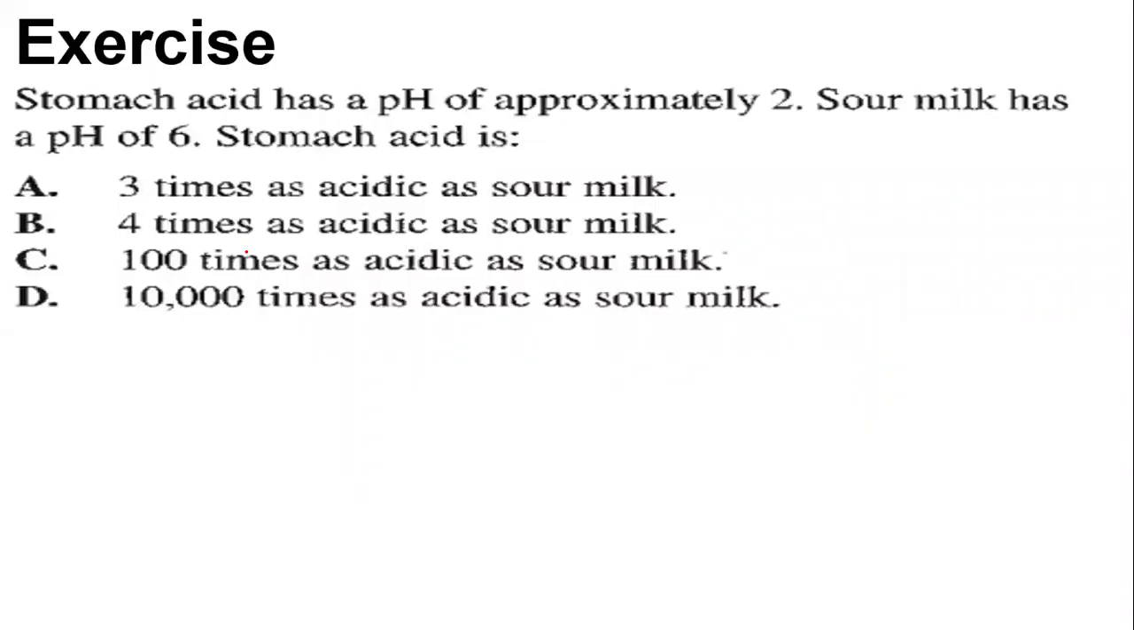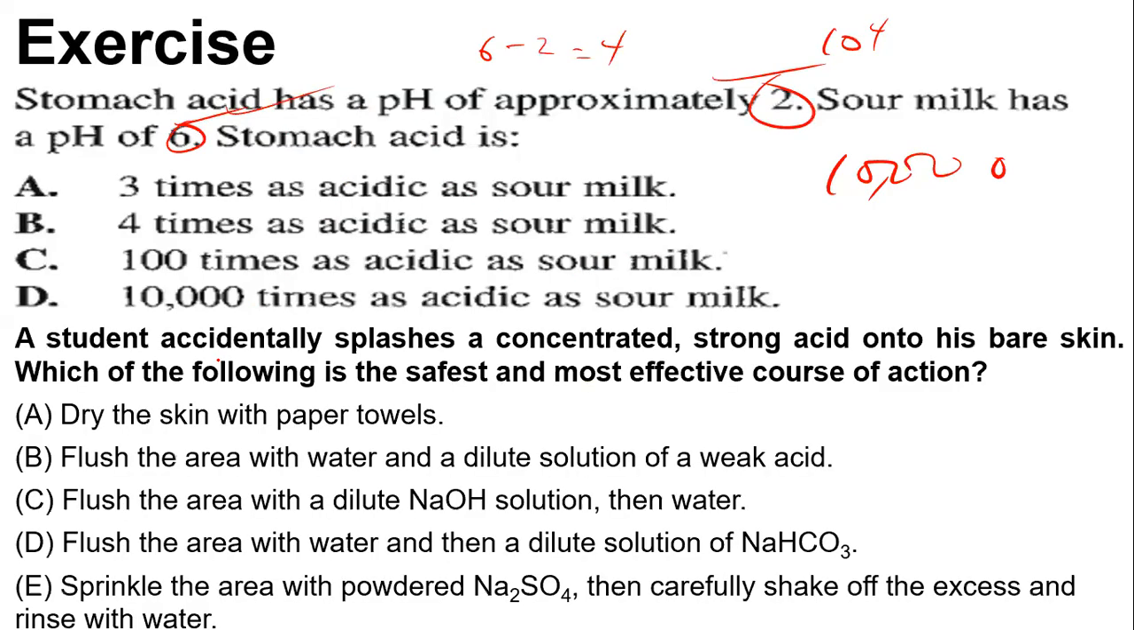Good. The same type of question. Now, we are saying that stomach acid is approximately 2, sour milk is 6. So then you should know that the 2 is more acidic than the 6, right? In the same way, we can say that the 6 is more basic than the 2. But the answers are in terms of acidity, so let's stick to that. So the 2 is more acidic. How acidic is it? The difference between 6 and 2 is 4. Now the 4 here is 10 raised to the power 4. That is 10,000. So what we are saying is that the stomach acid is 10,000 times more acidic than the sour milk. Very simple. Good.